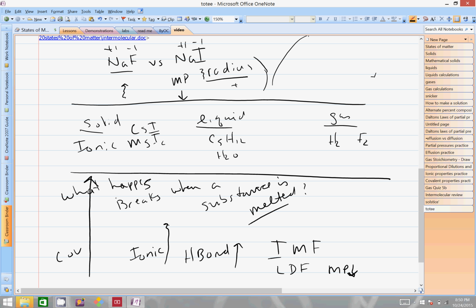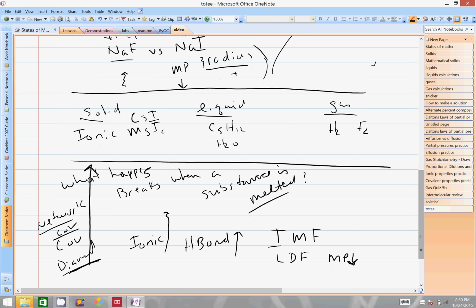The only time we have that is with a network covalent solid, like diamond. So the covalent bond is our strongest bond. It just isn't always broken when you melt things. Be very aware of what is actually broken when you melt something. That's a very important concept.